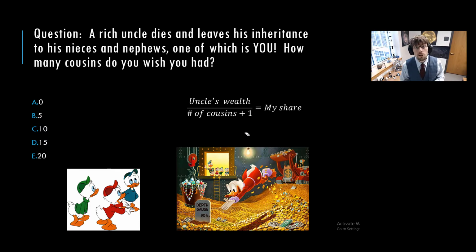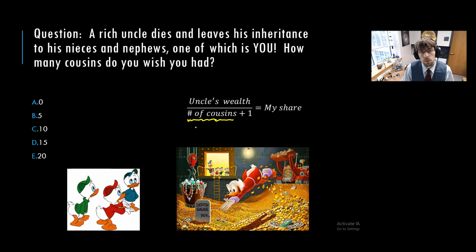Okay, your share is equal to this, right? You take your uncle's wealth, you divide by the total number of nieces and nephews, and that gives you your share. Well, in order to get the most amount of money, that means that you want this number that I'm underlining to be as small as possible, namely 0. If this number is 0, you get all the money. Okay, so I'll call this the rich uncle problem, right? The more cousins you have, the less money you get.